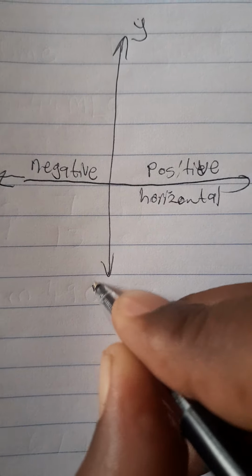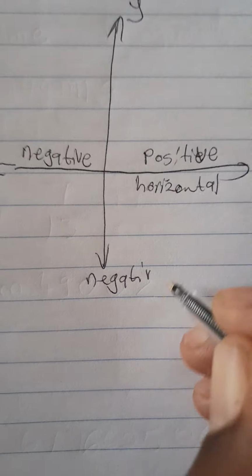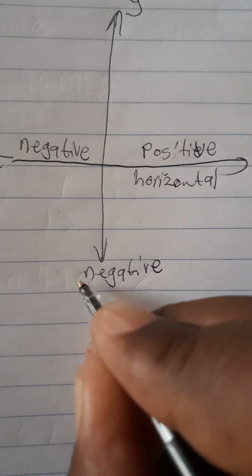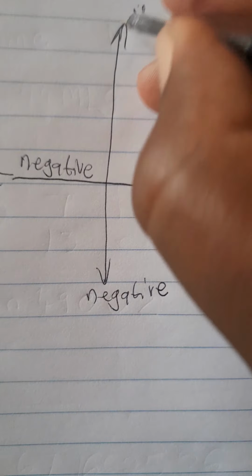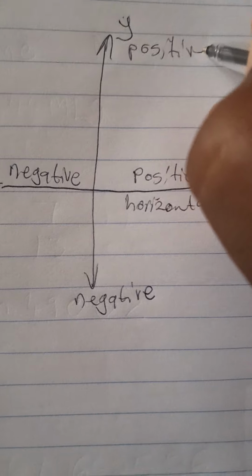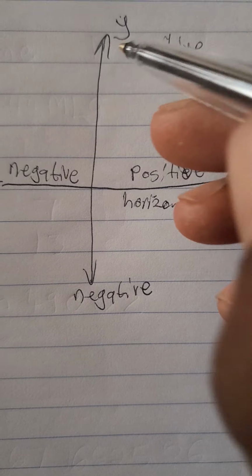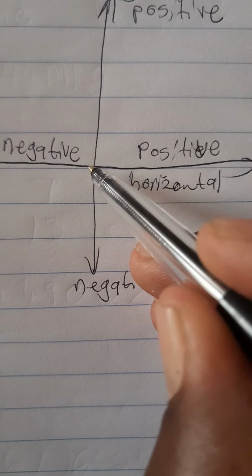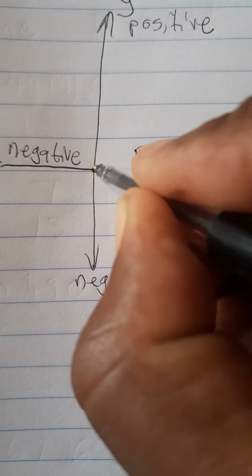Then downward, we find the negative y values. Remember, this is the vertical axis. So this is where we find negative y values. Then this is where we find positive y values. Where the vertical and the horizontal axes meet or intersect, this is where it's zero.